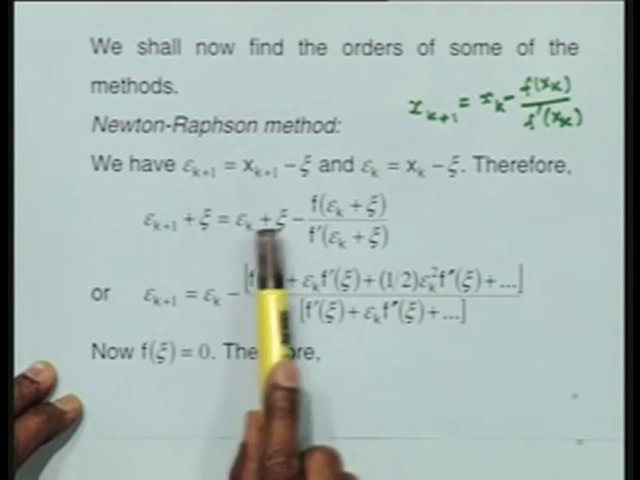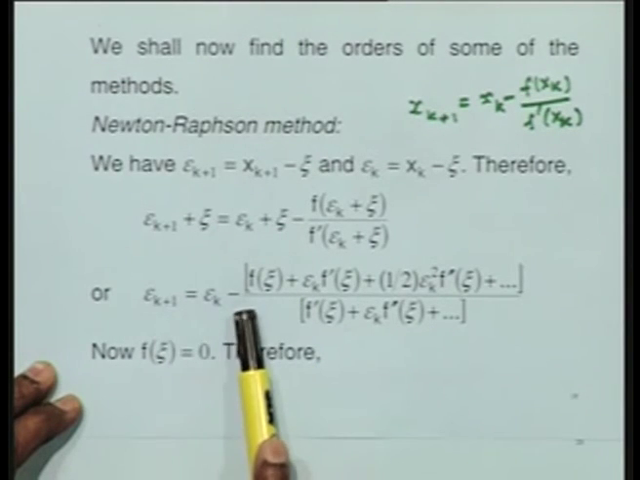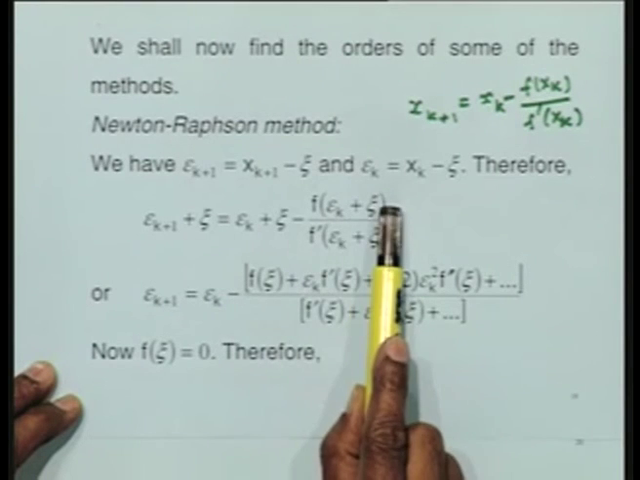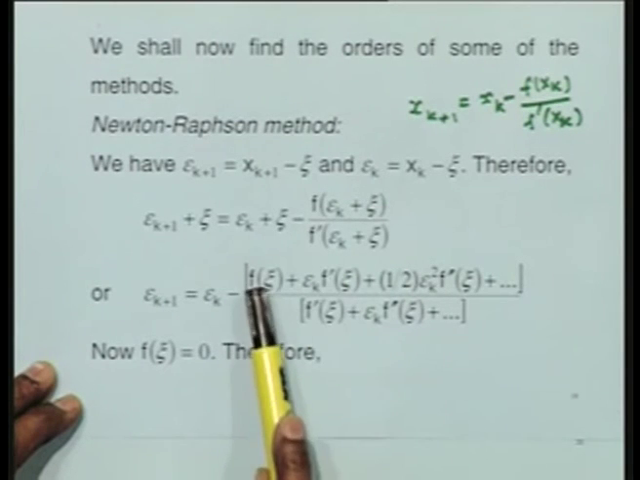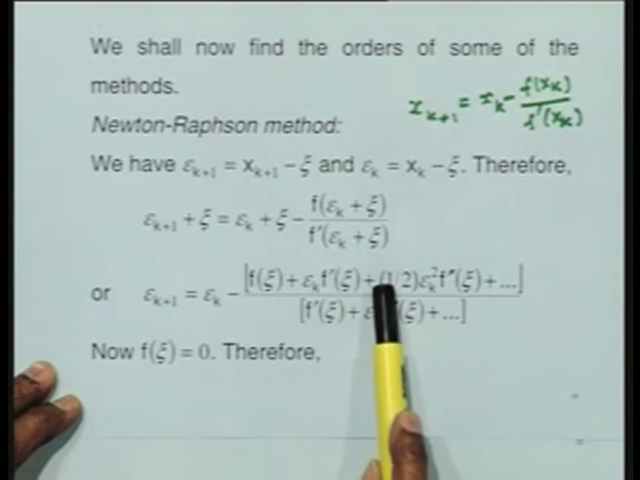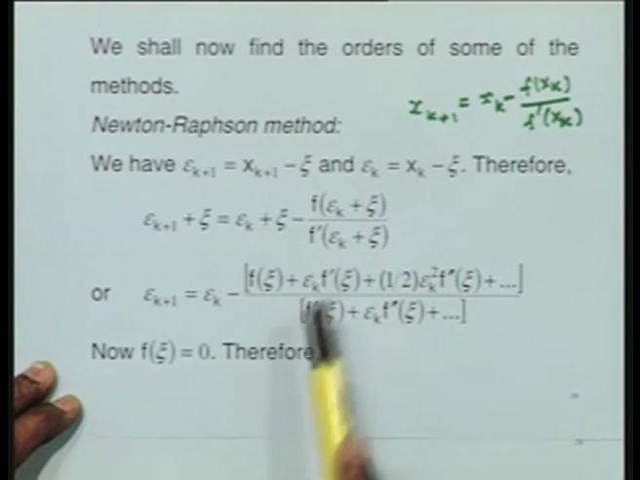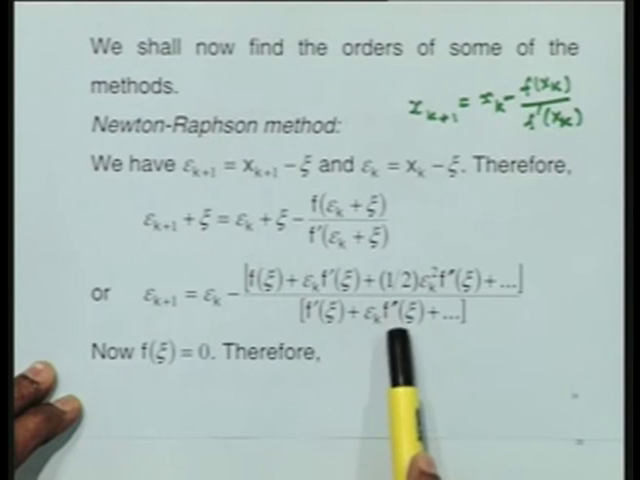Now here you can see xi and xi cancel over here, and so epsilon k plus 1 is equal to epsilon k minus, if I Taylor expand it, f of xi plus epsilon k f prime of xi plus half epsilon k square f double dash of xi plus so on. The denominator will be f prime at xi plus epsilon k f double dash xi.